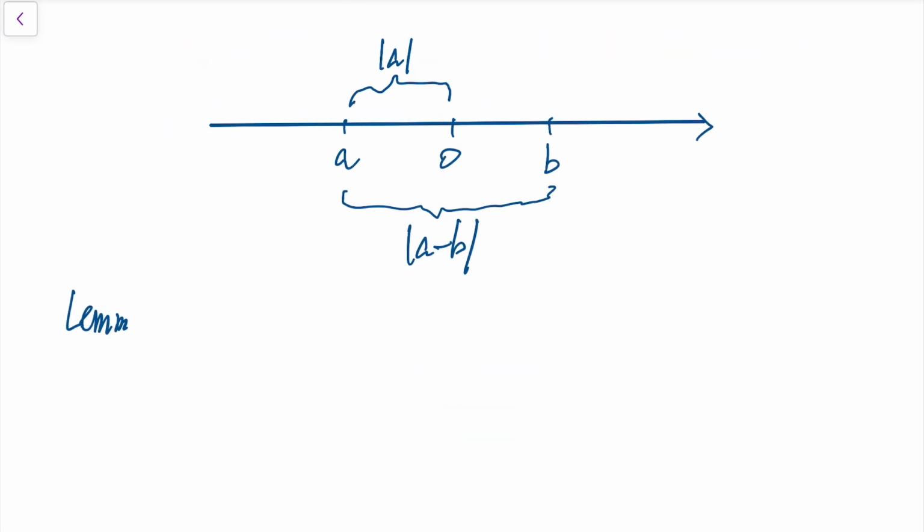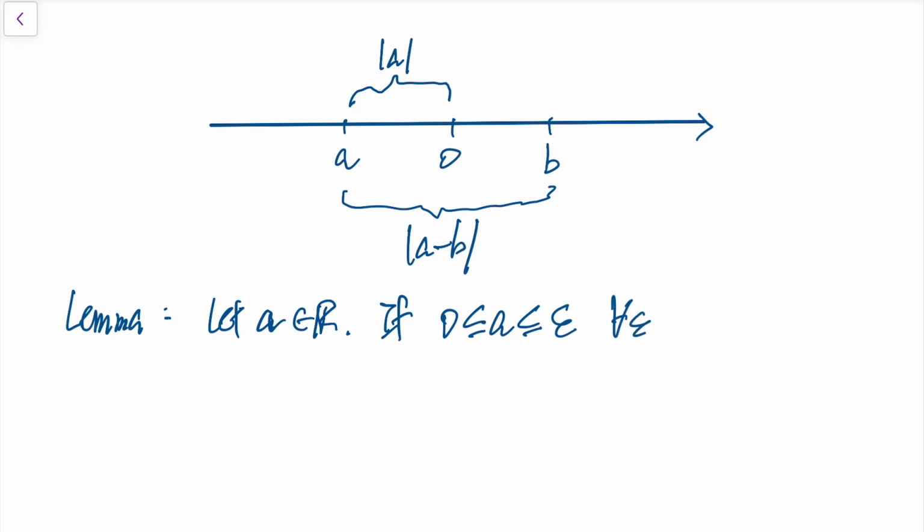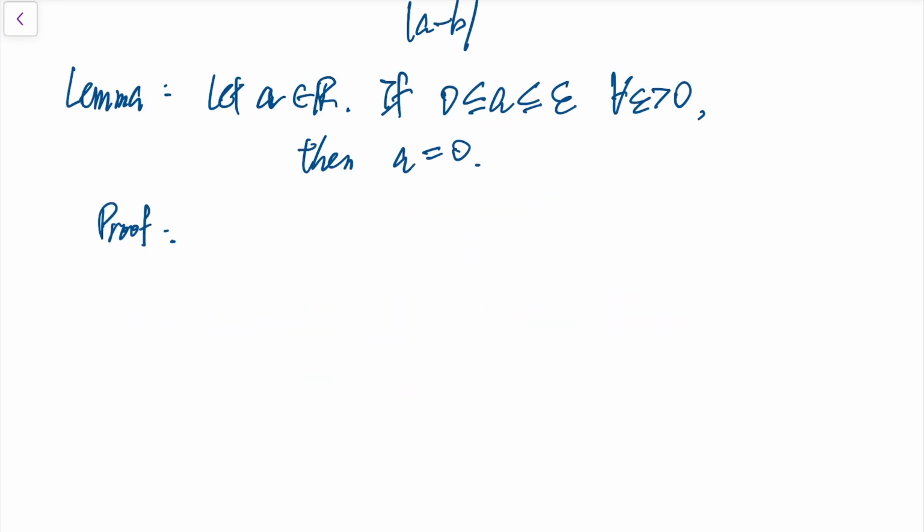Let's prove a lemma. Let A be a real number. If 0 is smaller than or equal to A, which is less than or equal to epsilon for any epsilon greater than 0, then A must be equal to 0. Assume that A is greater than 0, then A over 2 is greater than 0.